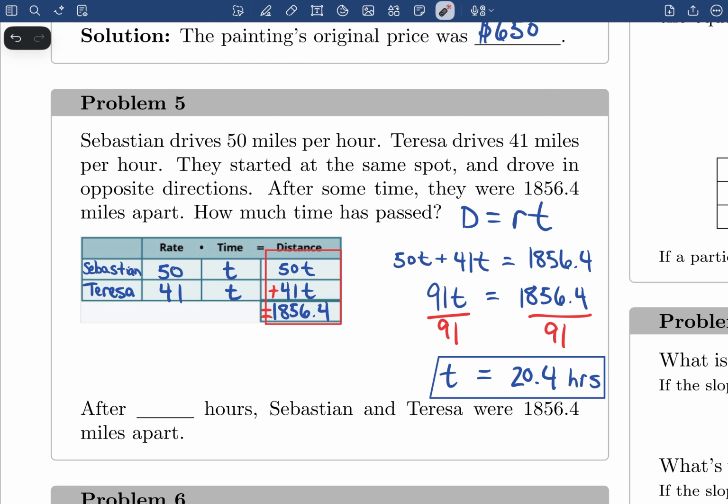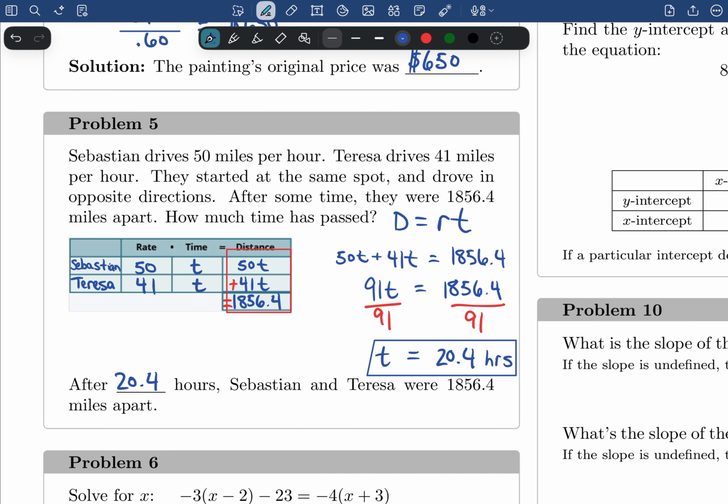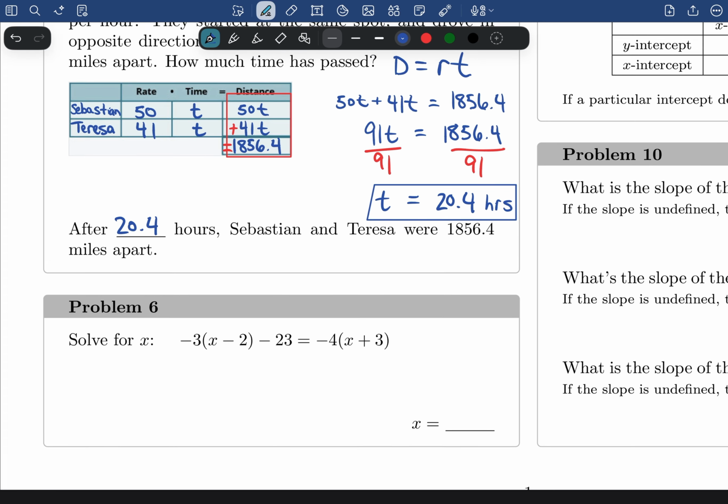I mean, yeah, that's a pretty big distance. They're almost 2,000 miles apart from each other, going 50 miles per hour and 41 miles per hour respectively. So it took 20.4 hours. After that many hours, Sebastian and Teresa were 1,856.4 miles apart. And now we're ready to move to problem number 6.